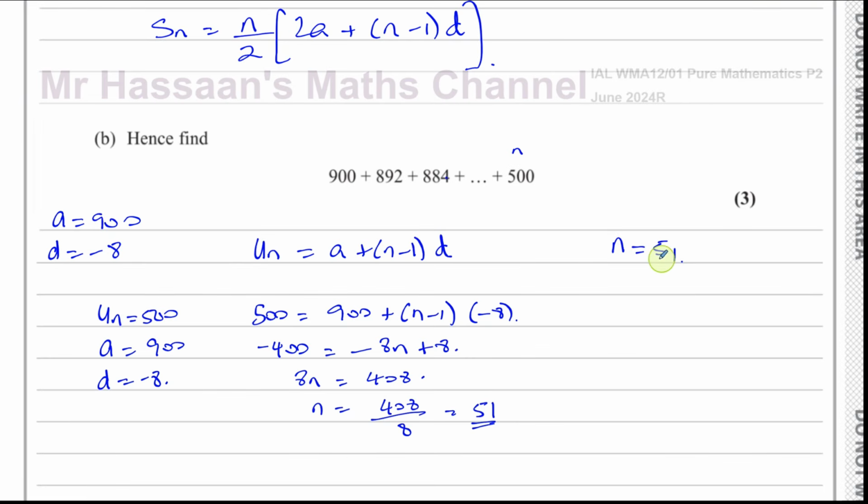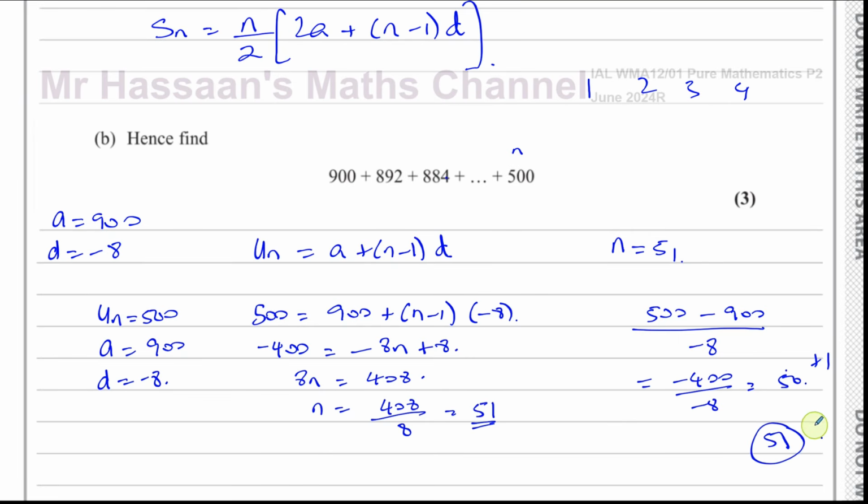Another way of doing this is actually subtracting the two numbers. So you can say 500 minus 900 and divide it by the common difference, which is -8. And that's going to give you minus 400 over -8, which is 50. But that's the number of gaps between each. When you subtract two numbers, you find the number of gaps between them. So this will tell you that there's 50 gaps, but the number of terms is always one more than that. If I have 1, 2, 3, 4, if I subtract them, I get 3, but there's actually 4 terms. So I have to add 1 to that. So we can say 51 is the number of terms.